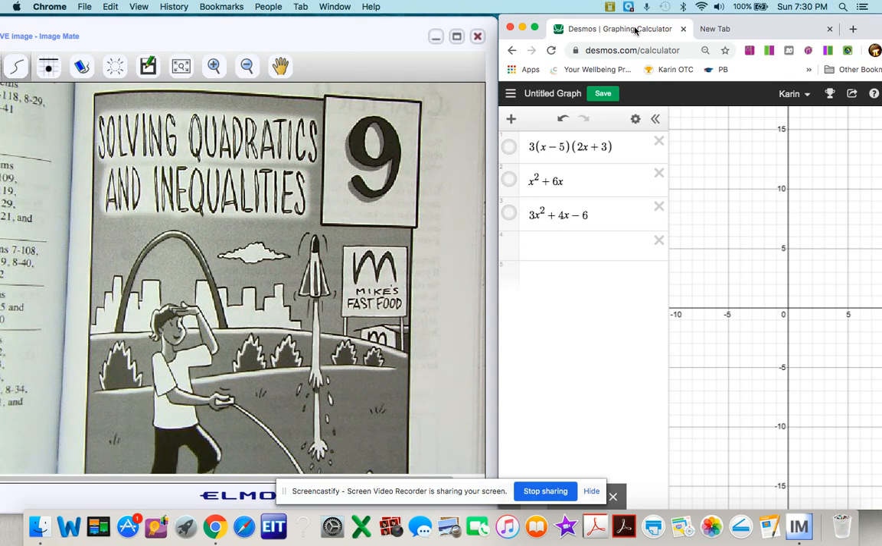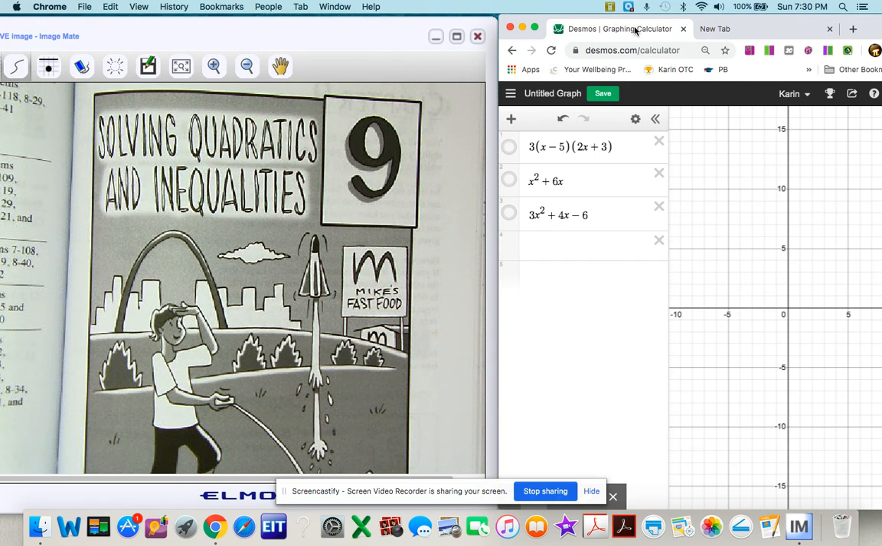Okay, so we're ready to start chapter 9. If you take a look at your textbook, chapter 9 says solving quadratics and inequalities. So hopefully we'll get through at least the first half of chapter 9 and get through all the quadratic solving work, and then possibly we'll get to a little bit of solving inequalities, hopefully.